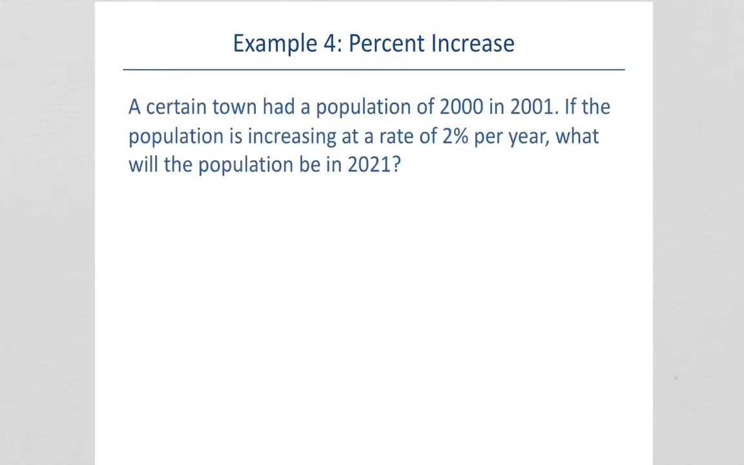Last example. A certain town had a population of 2,000 in the year 2001. If the population is increasing at a rate of 2% per year, what will the population be in 2021? So we're going to use a formula that looks like this. This is for increasing or decreasing a rate. Decreasing, this plus would be a minus, by the way.